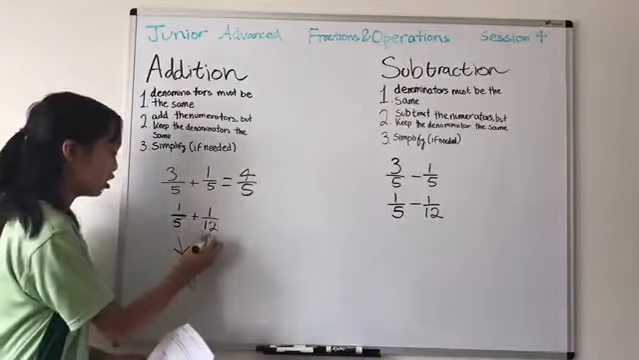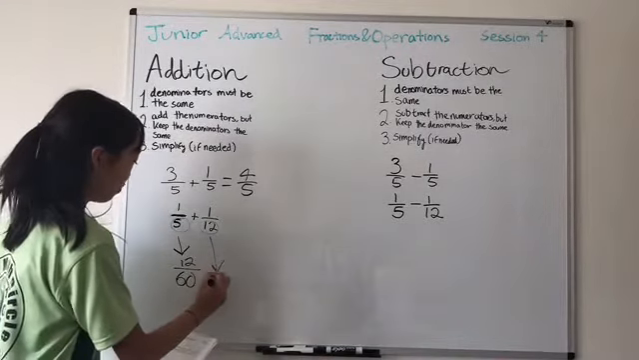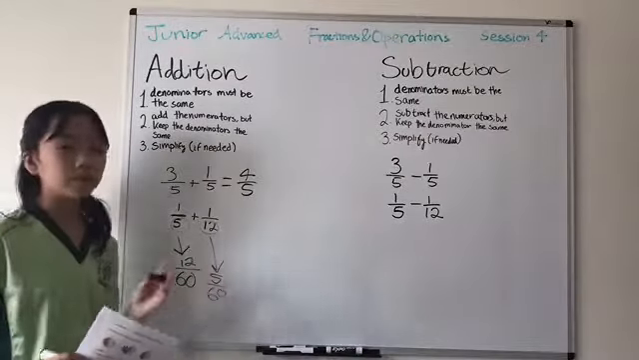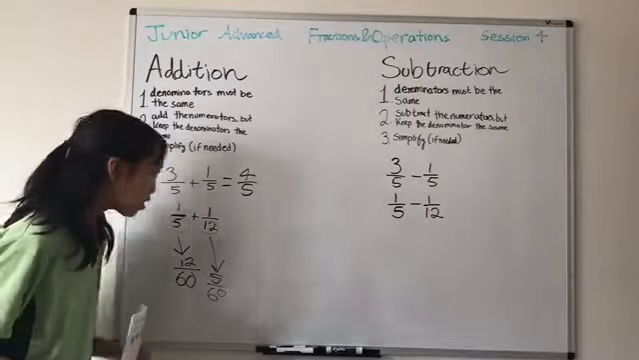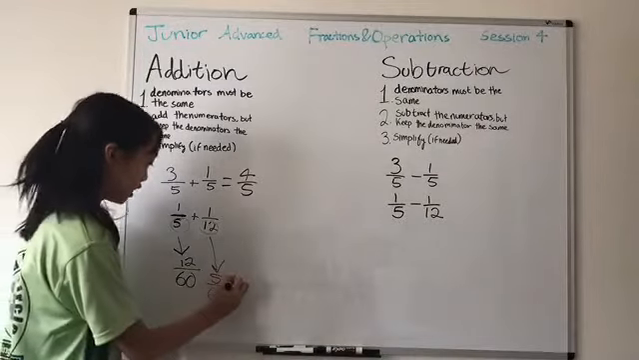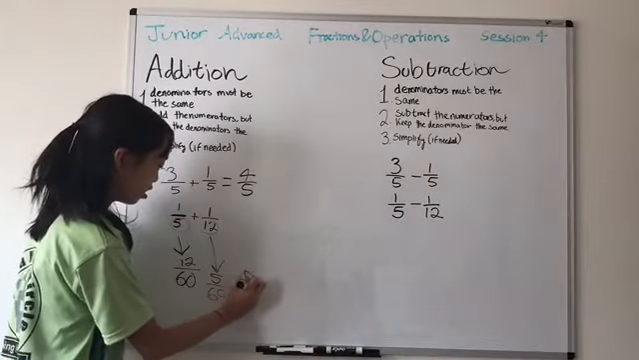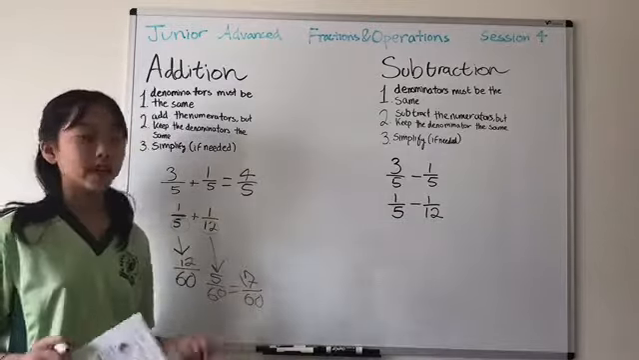And this you want to change into 5 over 60 because 12 times 5 is 60 and 1 times 5 is 5. And here you would just add it up. So this would be equal to 17 over 60. And so that would be your answer.